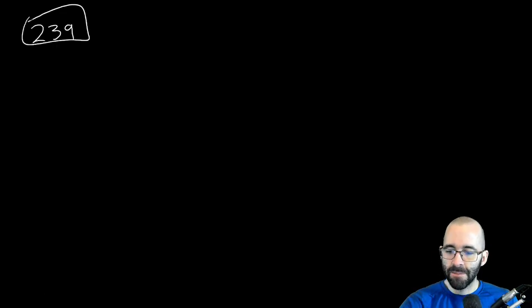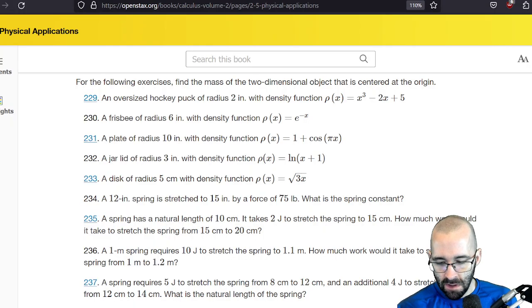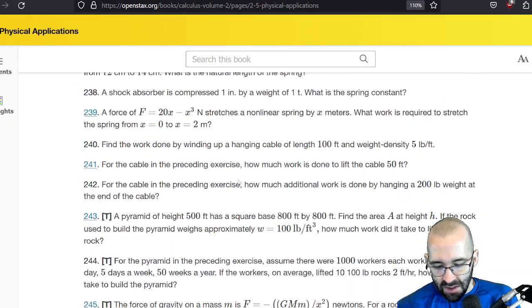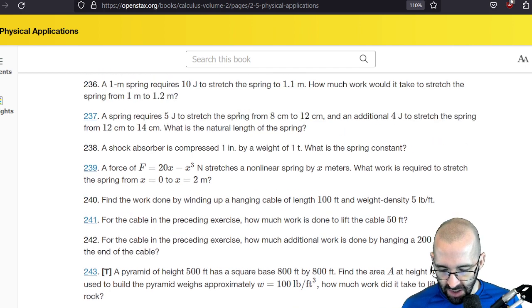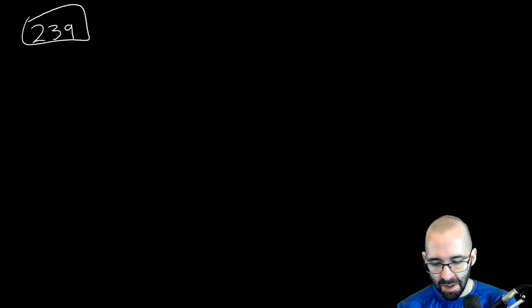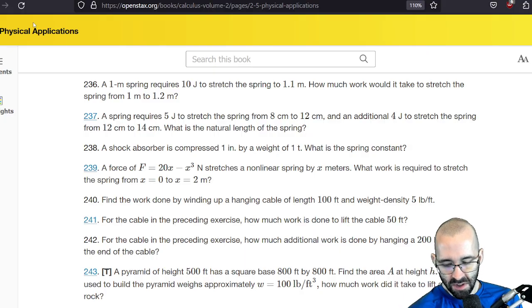Let's do 239. These last two I'm hoping are kind of interesting. So a force, no, I didn't want to do 239. I changed my mind. I changed it to 237. I just didn't update it in my notes. 239 is pretty basic. 237, I think, is more interesting.